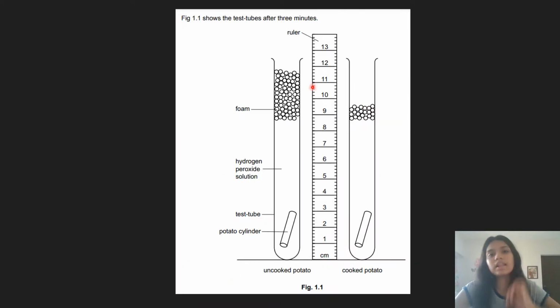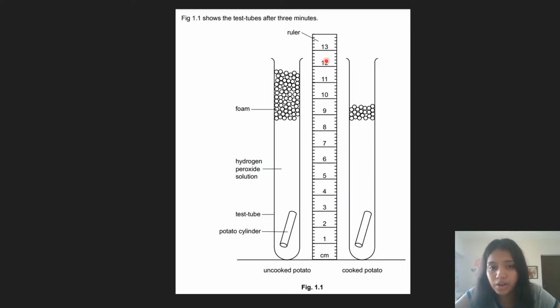So this is what it looks like after 3 minutes. The uncooked potato has this much foam, and the cooked potato has this much foam. As I told you earlier, the foam is going to form a layer above the liquid solution mixture, okay? Because the foam is basically bubbles of oxygen gas that are collecting at the top, and they form foam.